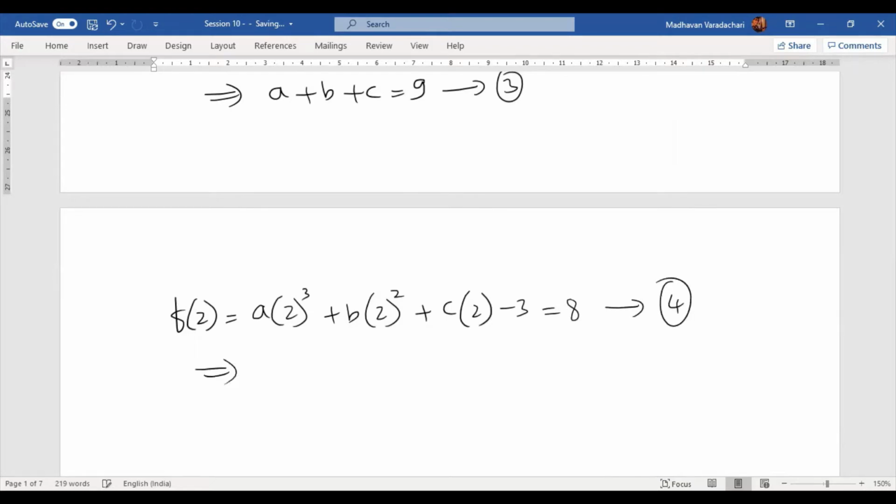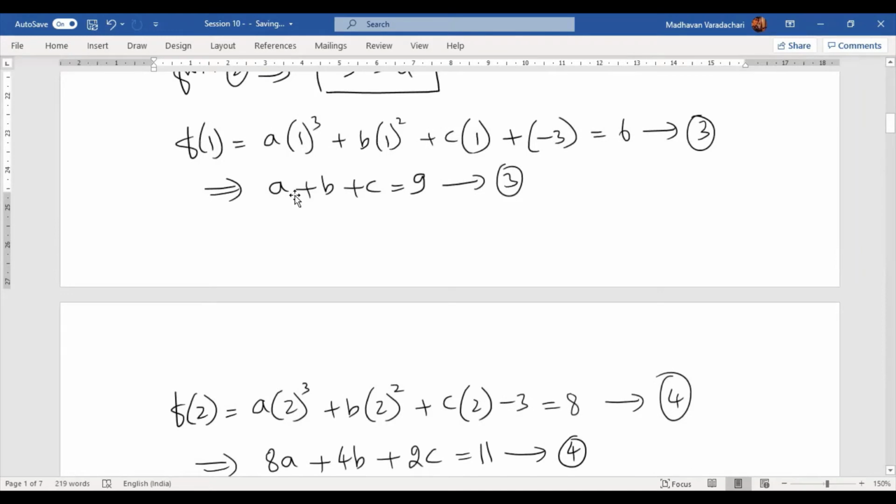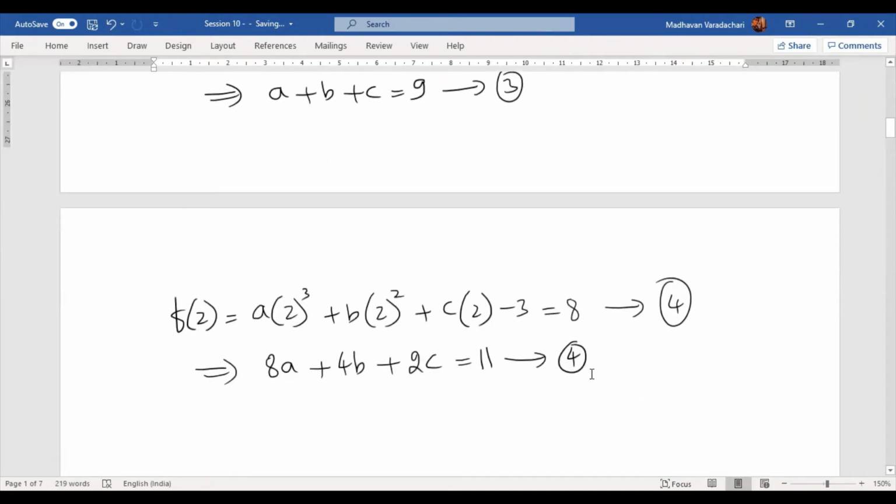So what will be this? 2 cube is 8, so it becomes 8a. This 2 square is 4, so it becomes 4b. This is 2c. And take this negative 3 to the other side, it will become positive 3. So 8 plus 3 will become 11. Call again this as equation 4. So we have one equation, this is equation 3, another equation, equation 4.